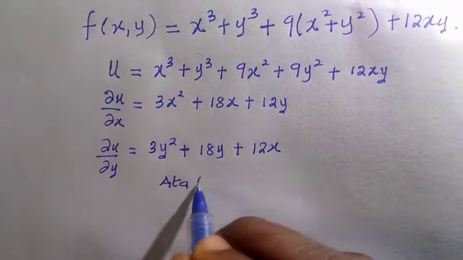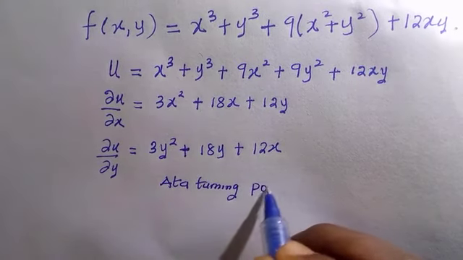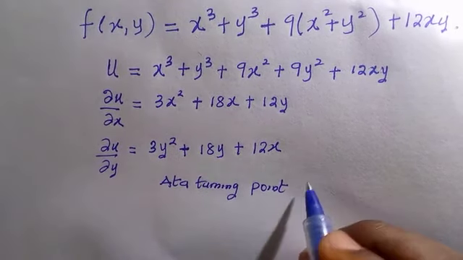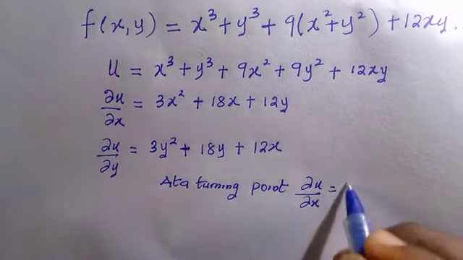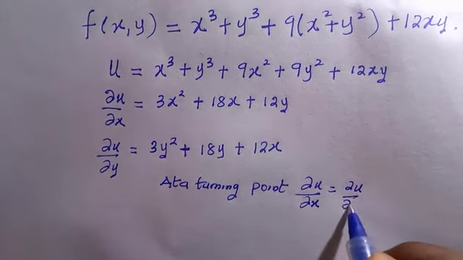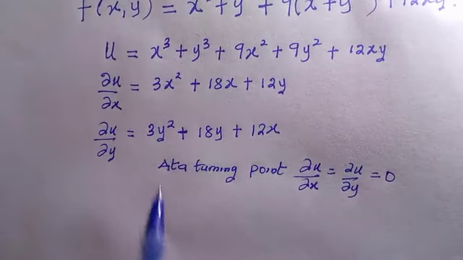After getting this, we are going to consider that at a turning point in a graph, we have du/dx and du/dy, and everything equals 0. That is du over dx equals 0 and du over dy equals 0.